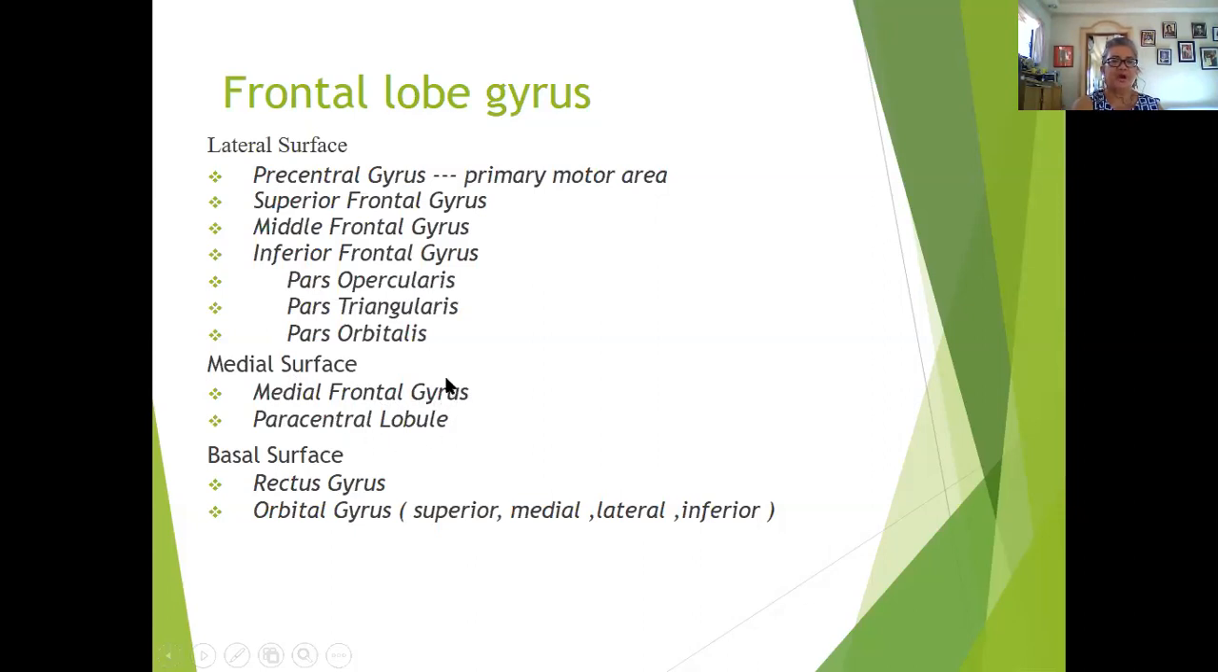and your paracentral lobule, which is made up partly anteriorly by the frontal extension of your precentral gyrus, and posteriorly by the postcentral gyrus. Then on the basal surface, you have the rectus gyrus and the orbital gyrus divided into 4 lobules.